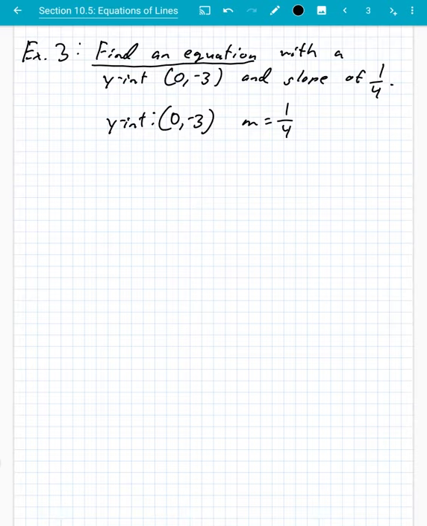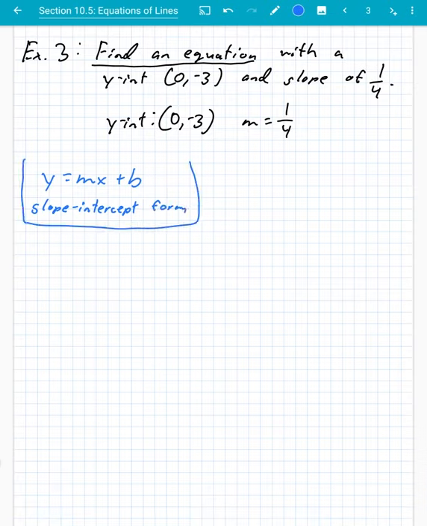Now, we're going to go ahead and try and put it in the format of y equals mx plus b. Remember, this is our slope intercept form. We essentially want to find an equation of a line, but we want to put it in this format right here. It wants to be in the y equals mx plus b format.